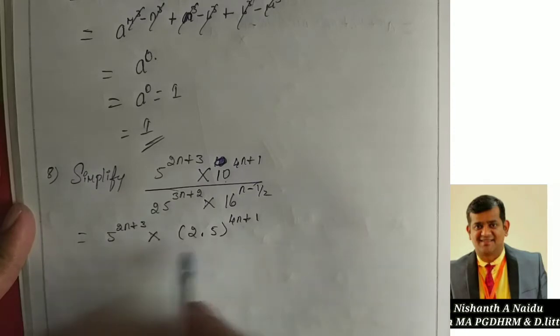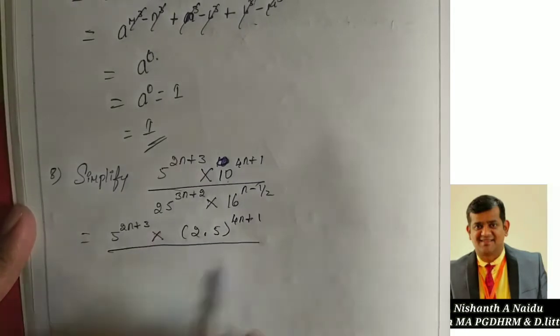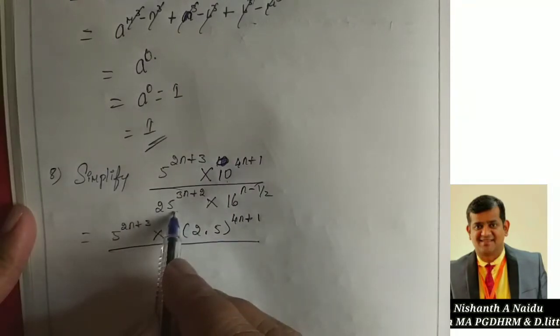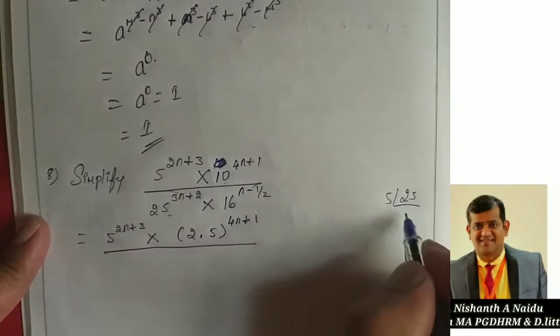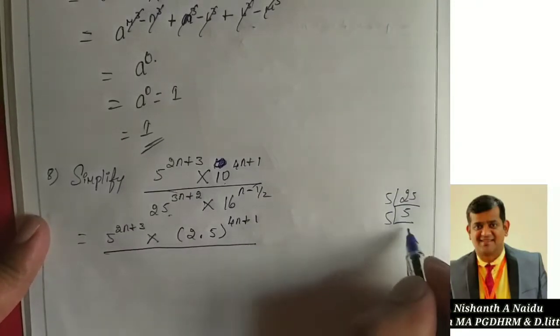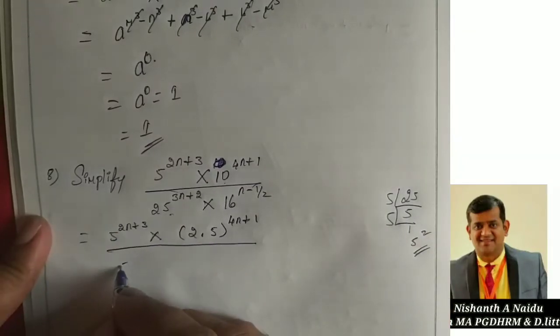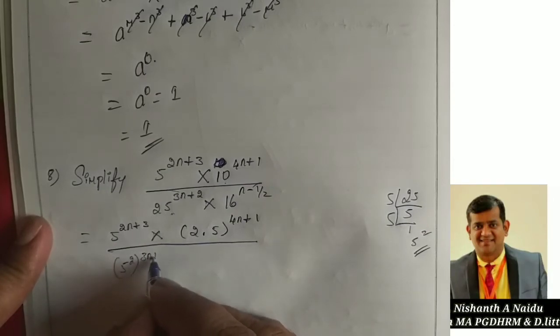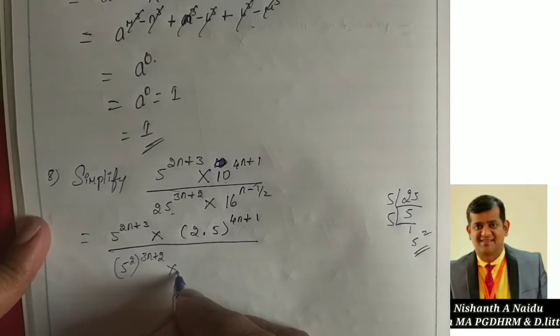Understood? I have done so many problems like this in 2 marks also. So next, 25. If you want to get 25, how do we find the LCM? 5 5s are 25, 5 1s are 5. So 5 to the power 2 is the LCM. So (5 to the power 2) whole power 3n plus 2, and into 16 is there.